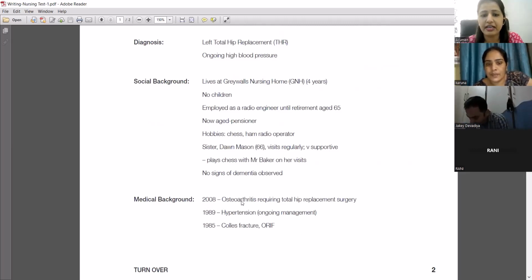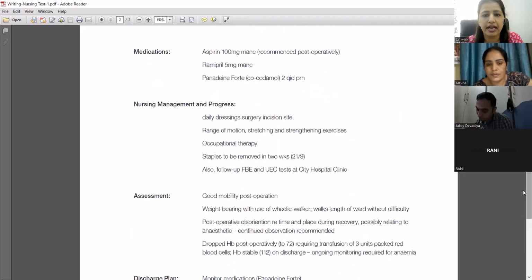Because here it is given that osteoarthritis was the reason why he needed hip replacement. Now hip replacement has been done for the other leg as well. And in 1989 he was diagnosed with hypertension and ongoing management, which means he's already on medication for it. Okay. And here for aspirin it says recommend post-operatively. What does that mean?